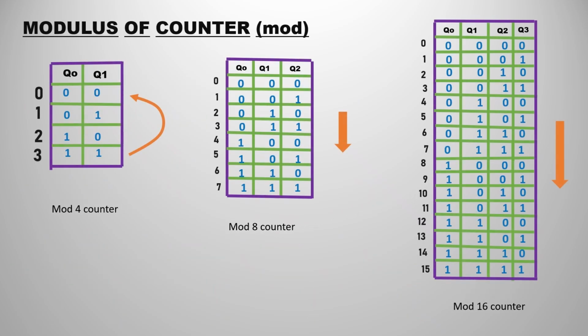These are the truth tables for the full modulus counters. The first one is starting from 0, ending at 3 and again going to 0. So it is counting 4 states, that is why it is known as a mod 4 counter. The second one, if you observe, is a mod 8 counter because it can count up to 7, meaning a total of 8 states, starting from 0 ending at 7. The last one you see is a mod 16 counter.